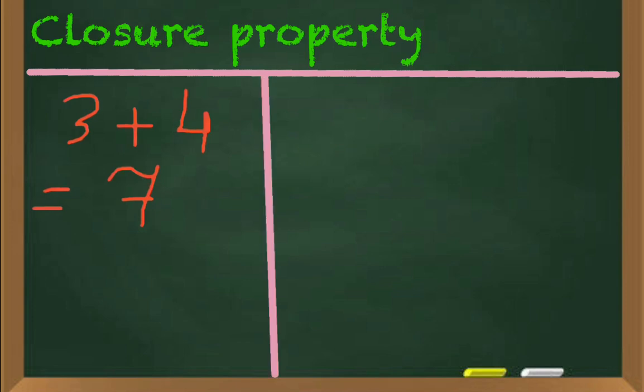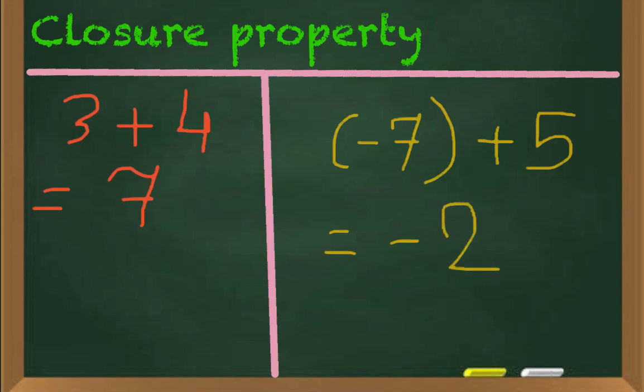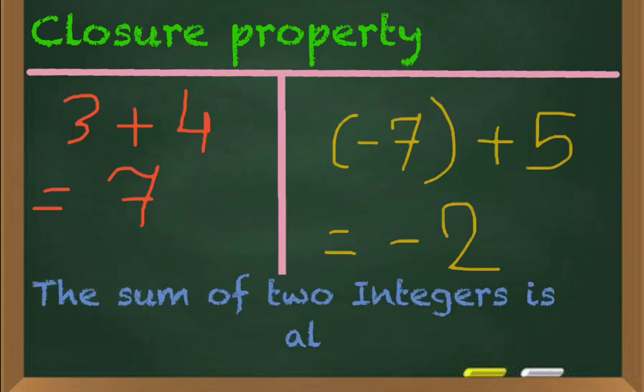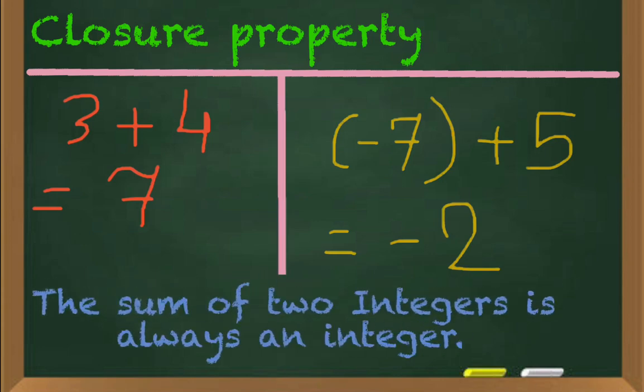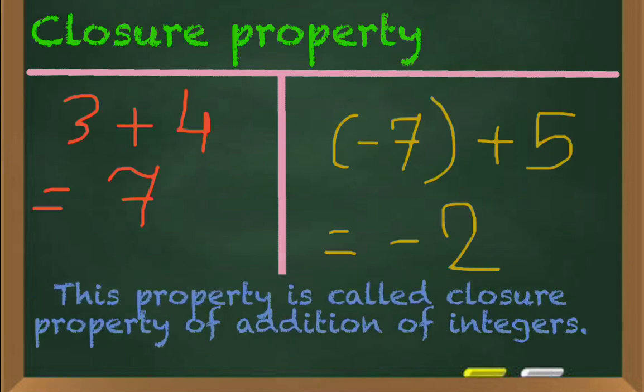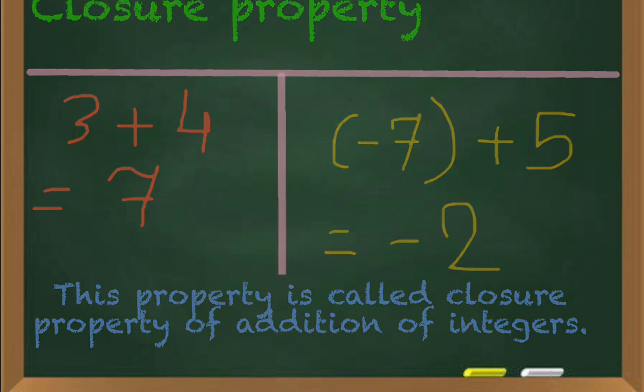Now for another example, you have to add -7 with 5. So here you are getting -2 as the answer. As you can see, -7 is an integer. 5 is also an integer. So we are adding integer with integer and we are getting the answer as an integer, as -2 is also an integer. So in short, the sum of two integers is always an integer. This property is called the closure property of addition of integers.